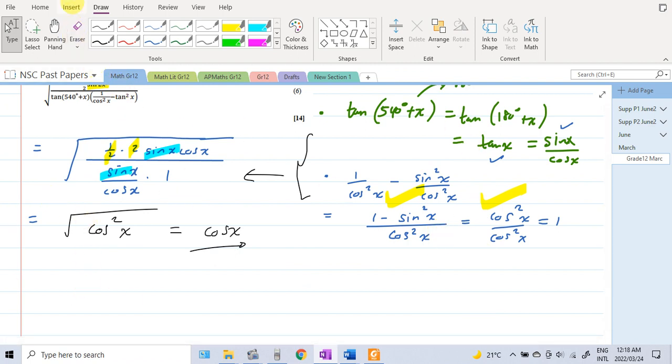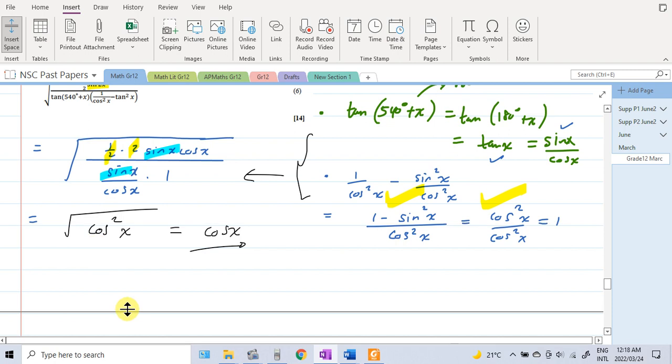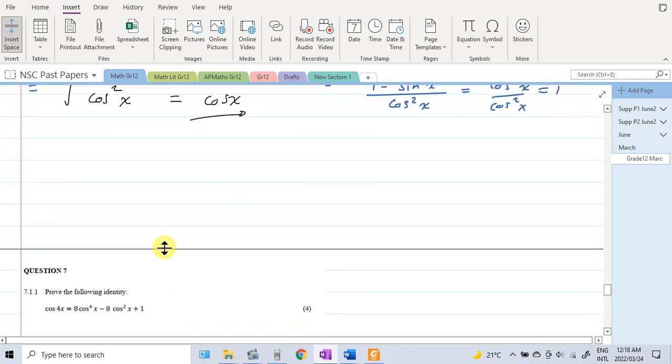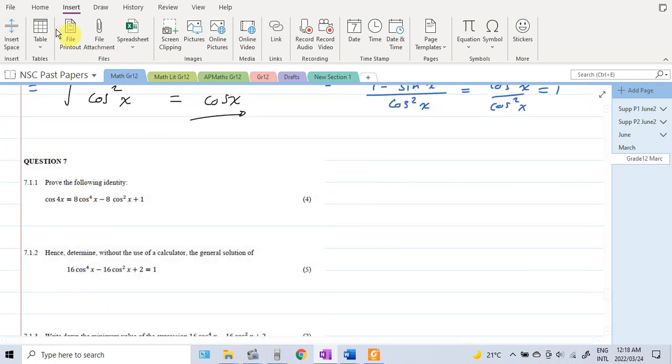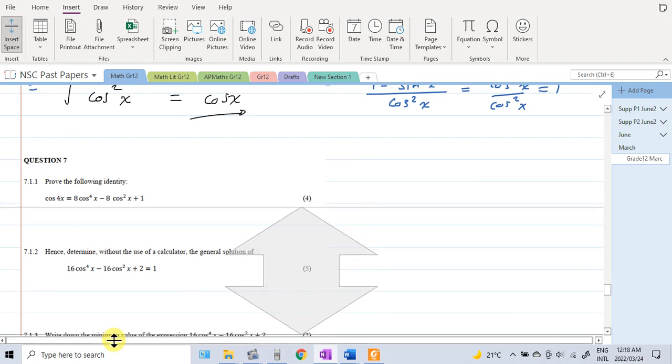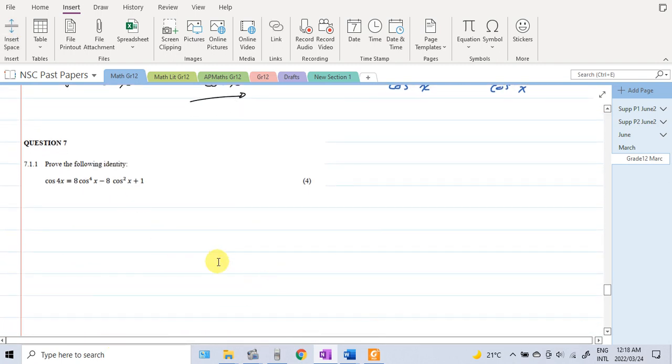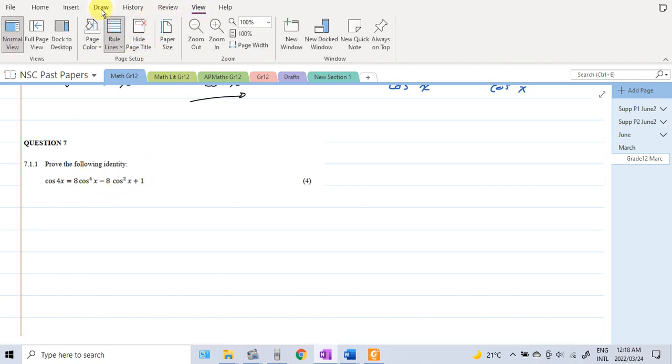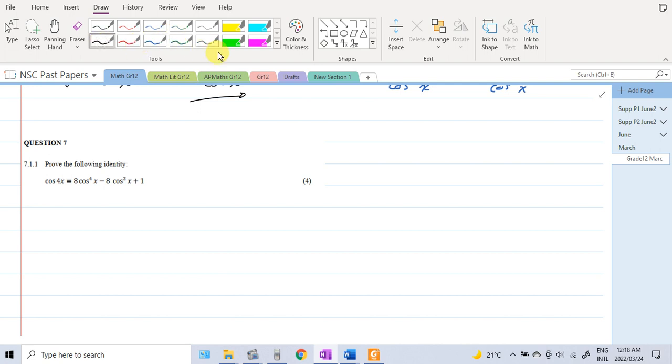So now let us look at question number 7. Right, so we got cos 4x, which is equal to 8 cos to the power 4 x minus 8 cos squared x plus 1. So basically we want to put cos 4x in terms of cos x. How are we going to do this?